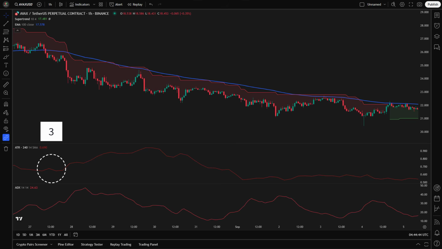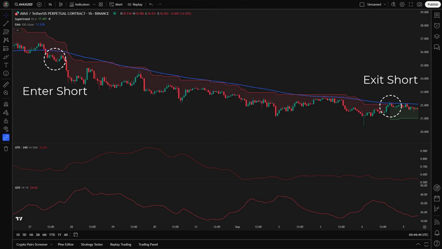Third, we check that the ATR on the higher time frame is above the dynamic ATR threshold to make sure we're not entering during a quiet, ranging market. And finally, the ADX needs to be above the dynamic ADX threshold, so we know the trend has strength. Once all of these are met, we enter a short trade on the next candle. To exit, we do the same thing. We use the supertrend line as a trailing stop. If the price closes above the supertrend, we close the trade.